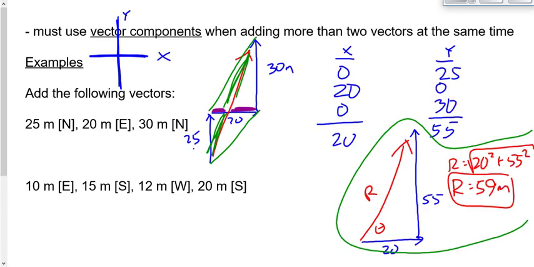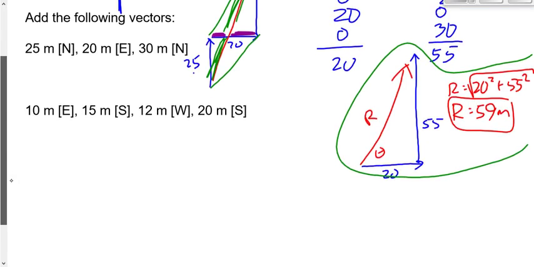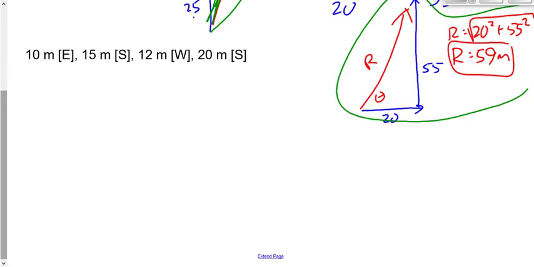Let's do another example here. This time we have 4 vectors, right? We have 10 meters to the east. Then we have 15 meters to the south. Notice my 15 meters is drawn a little bit longer than my 10 meters. Should be, right? Is that drawn okay, front to back, head to tail? Yeah? Next one, I got 12 meters to the west. That's drawn a little bit longer than the 10, a little bit shorter than the 15. Is that okay? What's wrong with that?